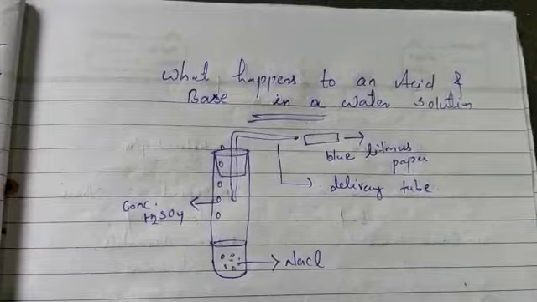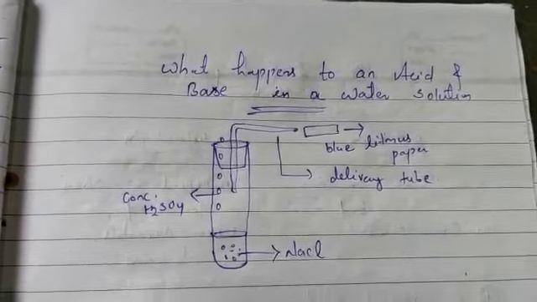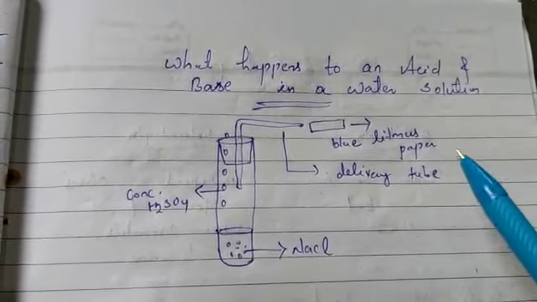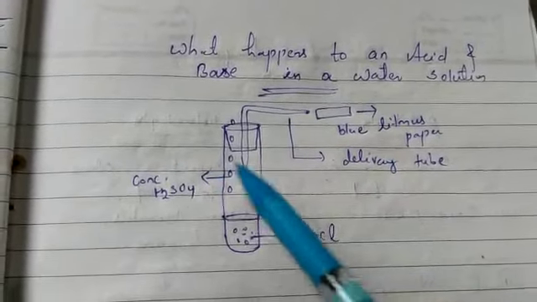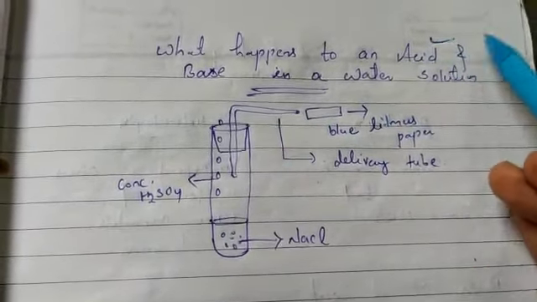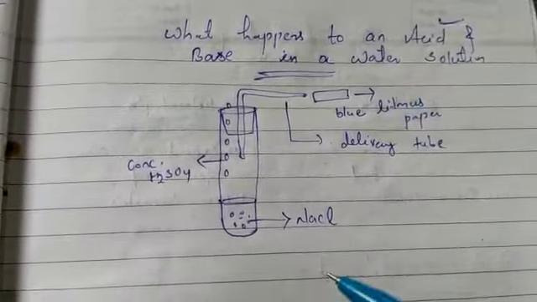So in the previous class we had studied the reactions of acids and bases with metal and non-metallic oxides. Now we will see what happens to an acid and a base in water solution. First of all, we will try with an acid. We will take an acid and see what happens in the water solution.